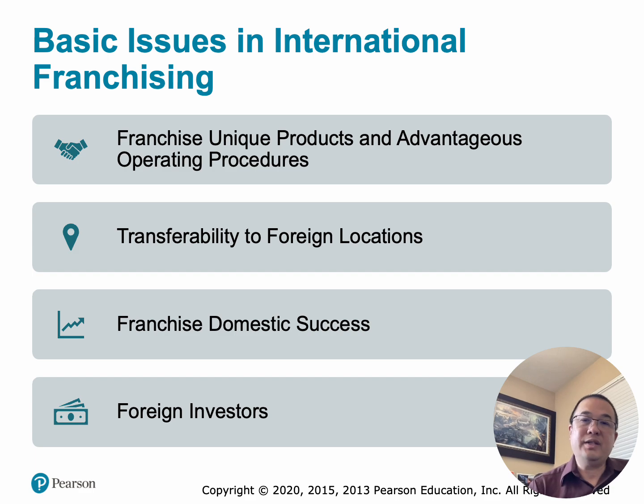Number three, franchise domestic success. Before expanding internationally, the franchise should demonstrate strong performance at home. Why? Foreign investors want evidence that the concept works, the brand is profitable, the operating procedures are proven, and the company can provide support. So, for example, before expanding globally, companies such as Subway, KFC, and Marriott Hotels first established strong domestic track records.